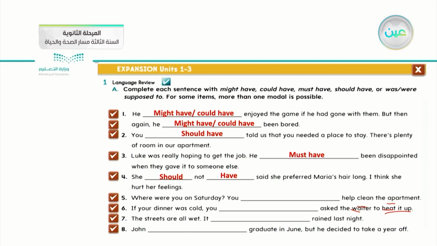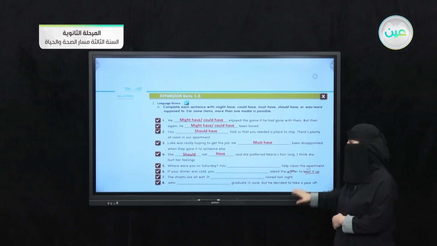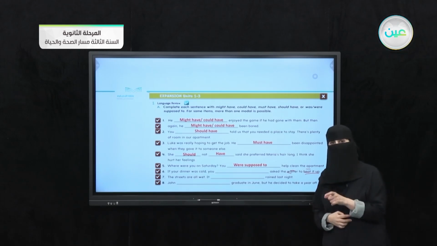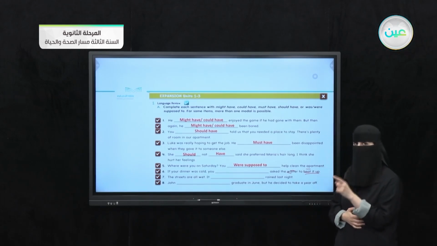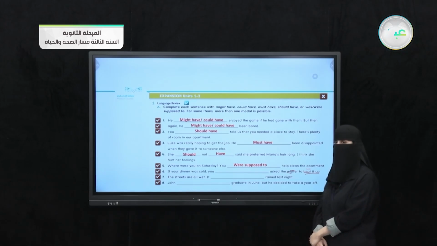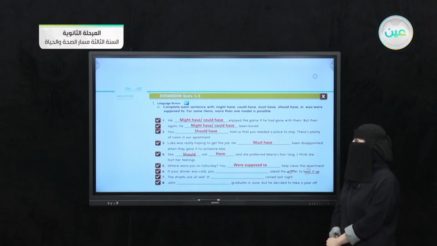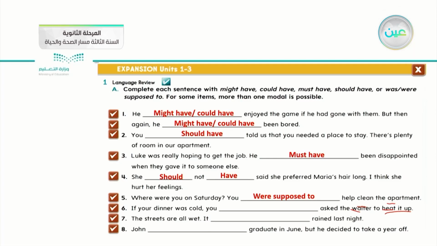And number five: where were you on Saturday? What do you think the suitable past modal is as a good answer for that question? So we can say, you were supposed to. I use were because it's the past form of are. So not you are, but you were supposed to help clean the apartment. Number six: if your dinner was cold, you, space, asked the waiter to heat it up. So if your dinner was cold, you should have or could have asked the waiter to heat it up.